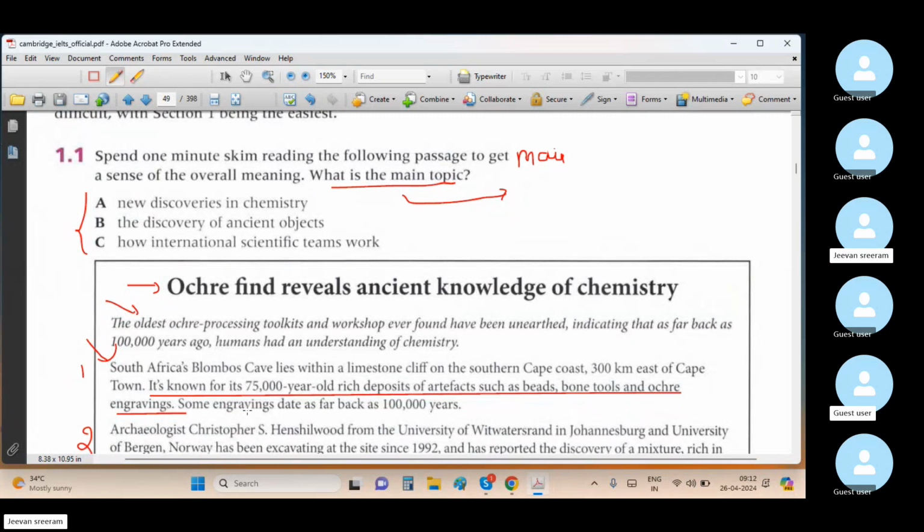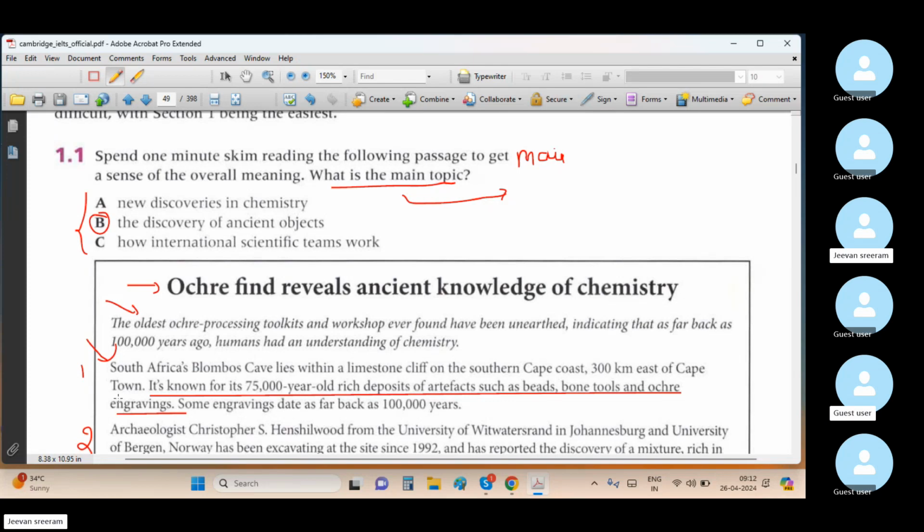This passage can be one of the good replicas of your real IELTS passages. So you could expect the same difficulty in your real examination, in the reading section. So Azim, how about the first question? What's the main topic? You have already picked B, right?